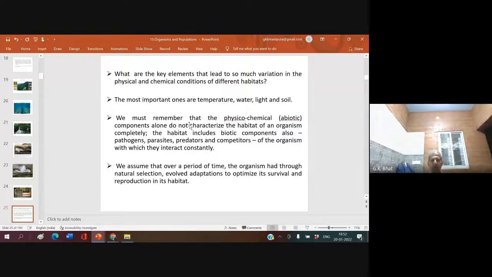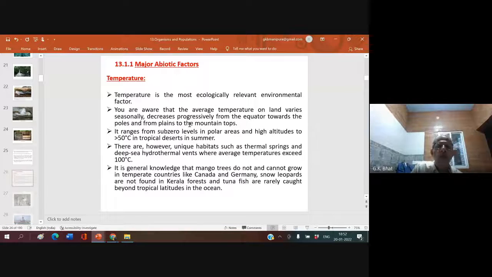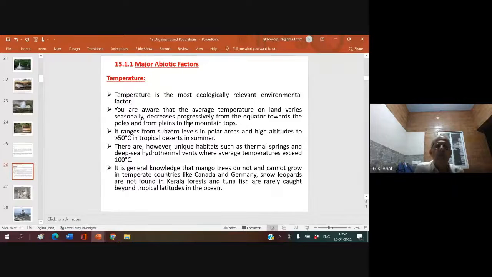So by this adjustment, by this modification, by these adaptations, what do we want? We want to live to the maximum extent possible, and before dying, we want to reproduce and die. Each and every animal is particular about the continuity of its race. So this is what you see even in this ecology. So we have to look into the major abiotic factors.